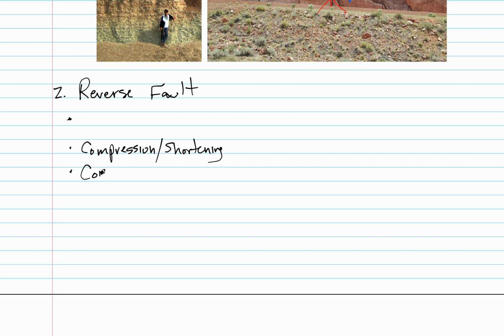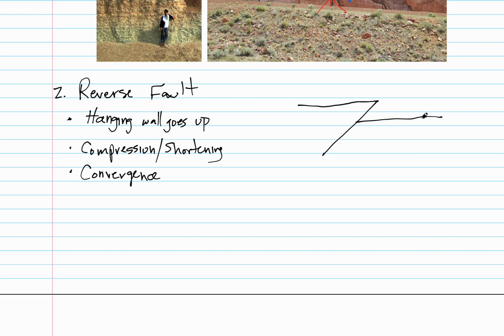Plate tectonics, this is convergence, this is subduction zones, and continent collisions making mountains. In terms of our hanging wall, the hanging wall goes up. To draw that with you, here's our surface, there's our fault, and here's our other surface. And so we have this side going up, this side going down.